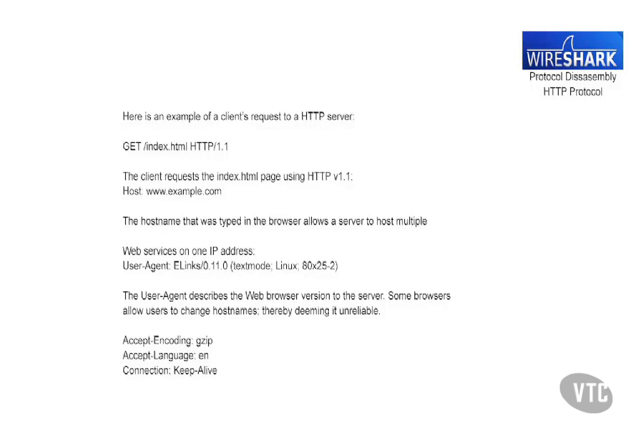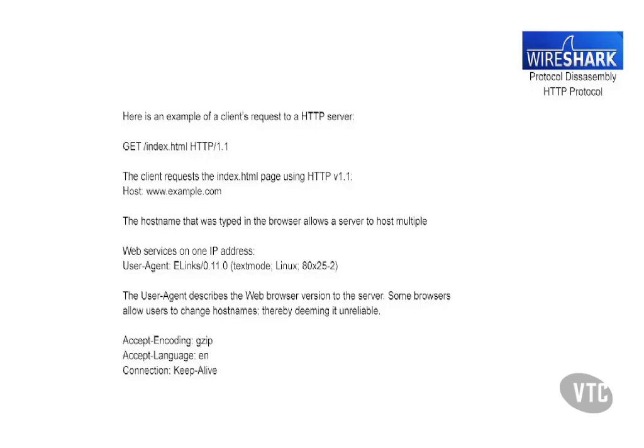Here is an example of a client's request to a HTTP server. These lines tell the web server that the client supports compression of the requested object. It also accepts pages in English, and that the web server doesn't have to disconnect upon completion of the object request. The web server sends back the following information to the client.